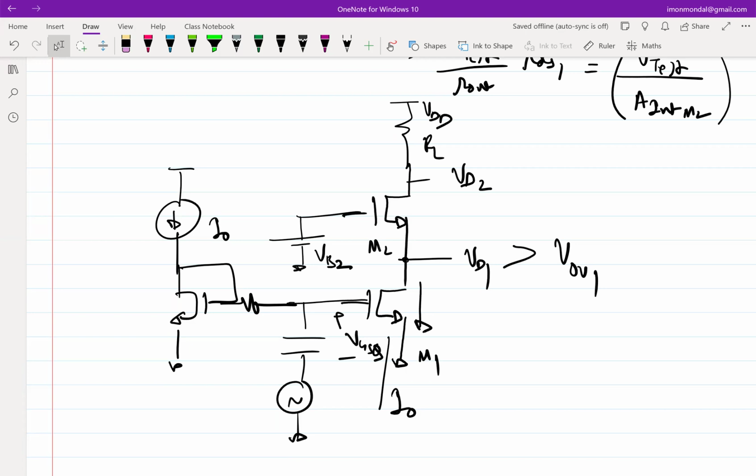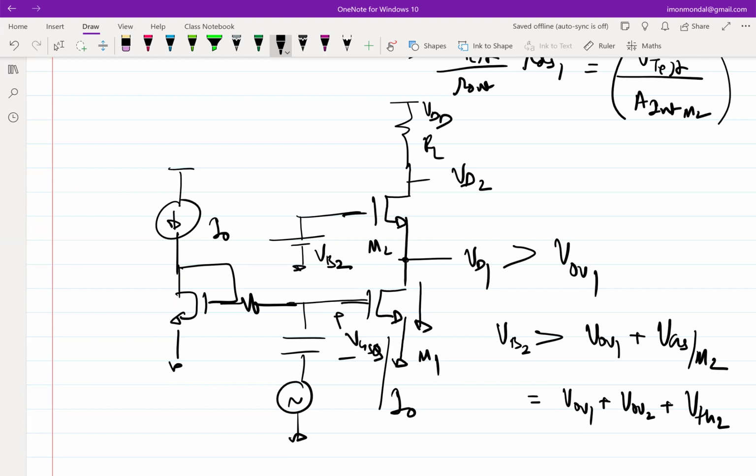So think of it this way. If a current of I0 has to flow through M2, some VGS has to develop across it, right? Across the VGS of M2. If that voltage has to be developed, and we know the expected source voltage of M2, that is VD1, then I should know what will be VB2, because VB2 is the source voltage plus the VGS. So if VD1 has to be greater than VOV1, then VB2 has to be greater than VOV1 plus VGS of M2. I can write VGS of M2 as threshold voltage plus overdrive. So essentially this becomes VOV1 plus VOV2 plus the threshold voltage of M2.